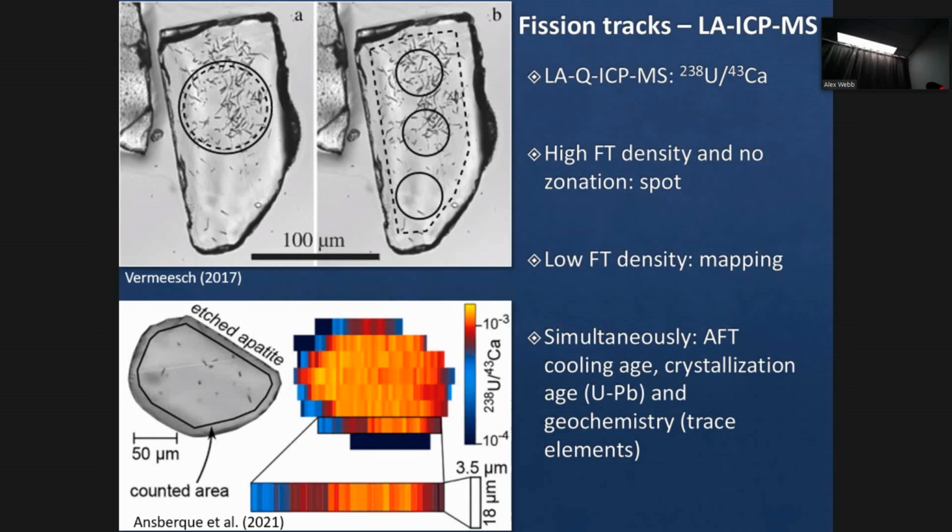But the very good point of LA-ICP-MS is you can get the fission track cooling age, but also the crystallization age, because you measure other elements that give you uranium-lead ages of the apatite. And you can also get geochemistry, like trace elements, that give very important information about whether the apatite was metamorphic, or from this kind of volcanism, or this kind of magmatism. So it's very important.